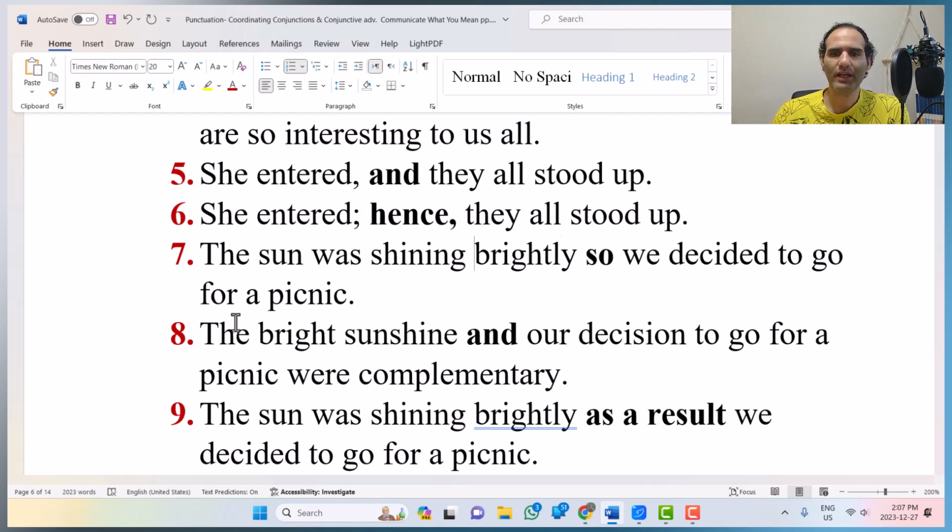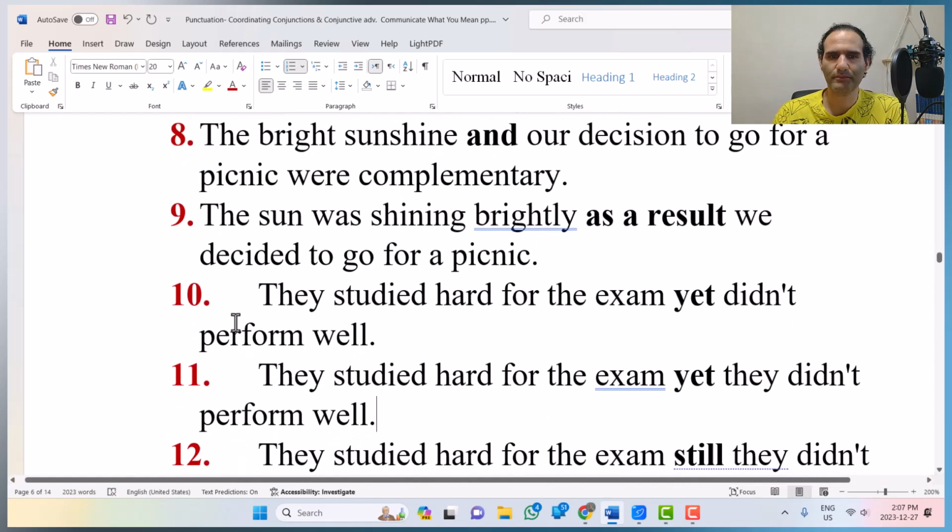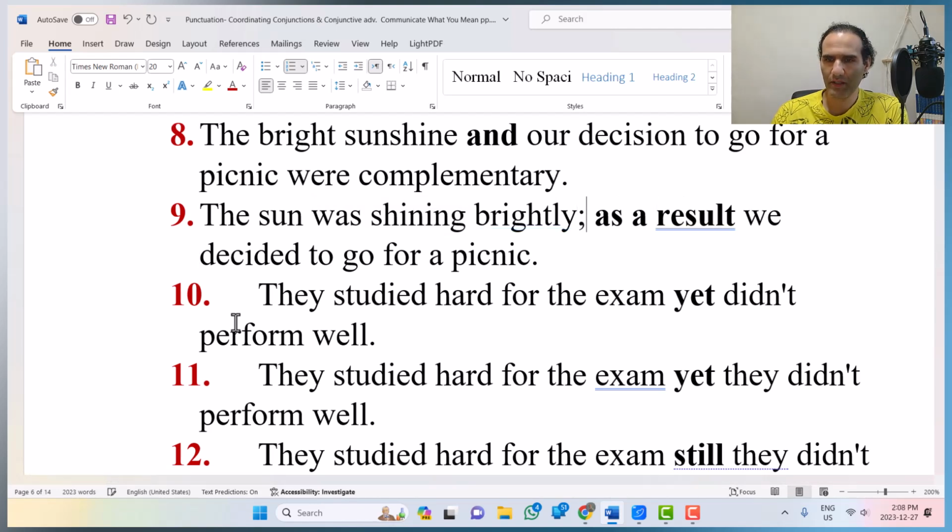Number 7: "The sun was shining brightly, so we decided to go for a picnic." Two independent clauses, a comma before the FANBOYS. Number 8: "The bright sunshine. Our decision to go for a picnic." Phrase. Again, phrase. So, no comma necessary. Number 9: "The sun was shining brightly." Independent clause. "We decided to go for a picnic." And here we got a conjunctive adverb. Semicolon before, comma after.